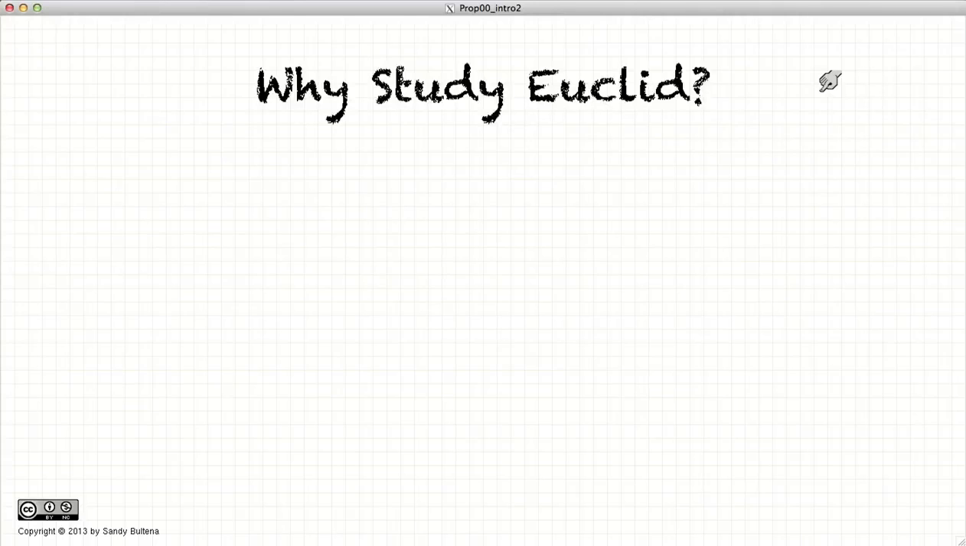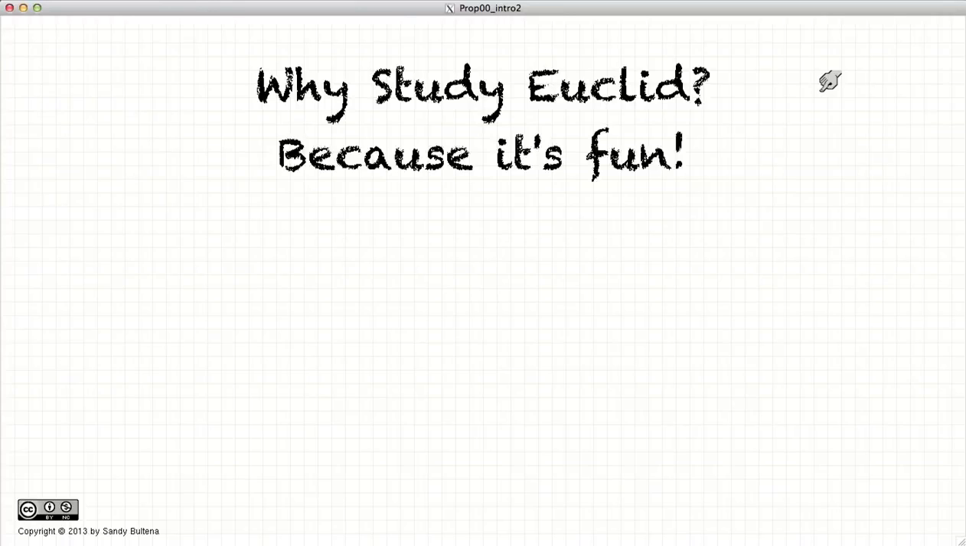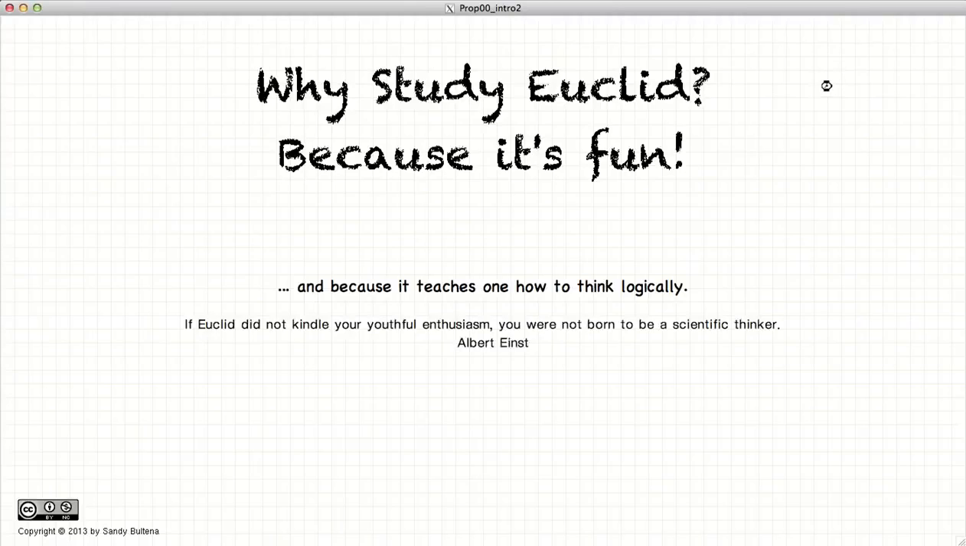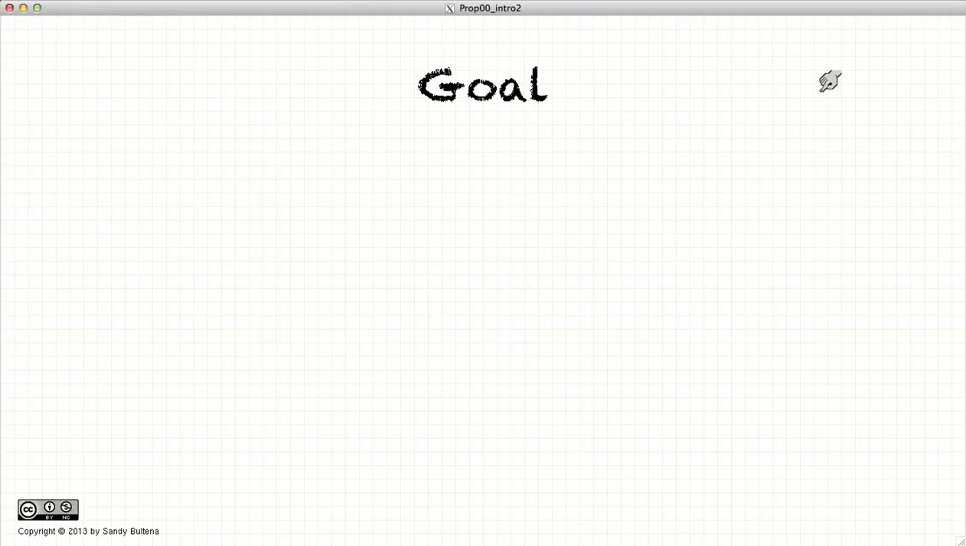So why would you want to study Euclid? Well, because it's fun. It can be compared to logic games and has simple rules, but it also has the side effect of teaching one how to think logically, not just in geometry, but in science in general. And to quote Albert Einstein, "If Euclid did not kindle your youthful enthusiasm, you were not born to be a scientific thinker." So what is the goal of these tutorials?